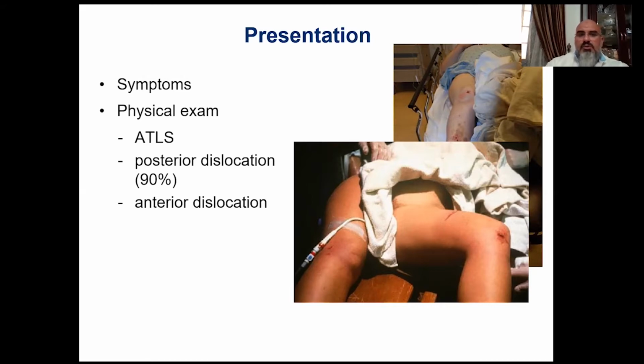As we said, in posterior dislocation, we expect the deformity to look like what we have discussed, the internally rotated, adducted limb. And in the anterior dislocation, the opposite: the externally rotated, abducted limb, according to the direction of the migration of the head after the injury.